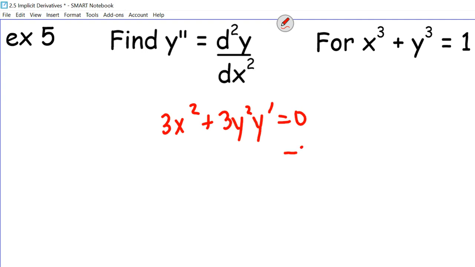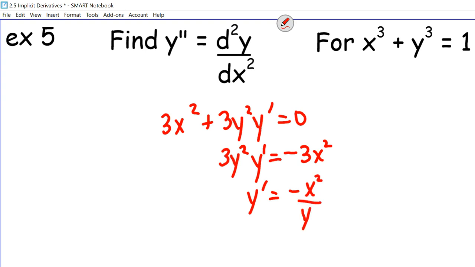So I have negative 3x squared equals negative 3y squared y prime. Is that backwards? Divide by 3y squared, I get y prime equals negative x squared over y squared. I get negative 3 over 3, which is just negative 1.